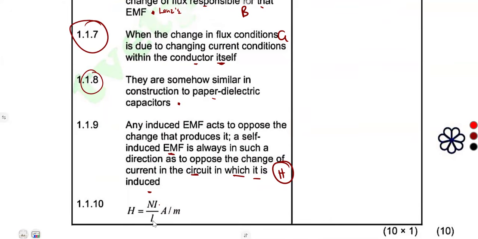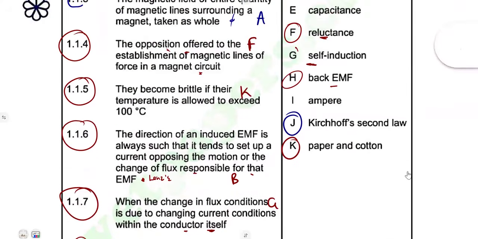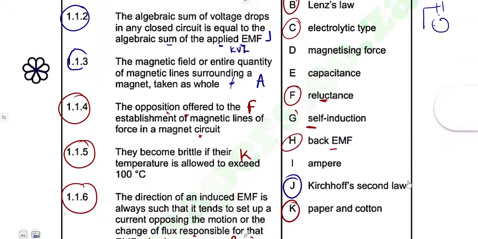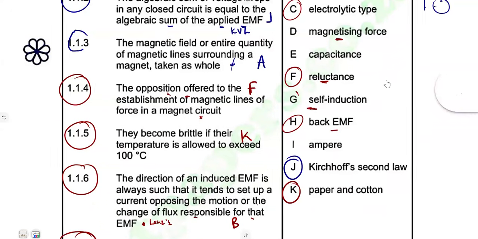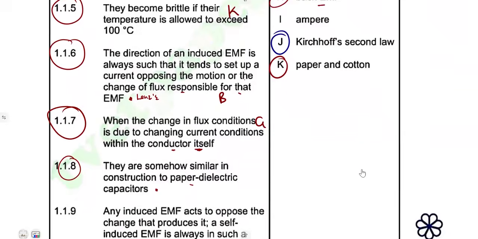All right, so what is it? Maybe they're just asking us for the formula to say what this H represents. It is the magnetic field strength, or we can refer to it as the magnetizing force. So which one are we given? The best answer is going to be magnetizing force, which is D.